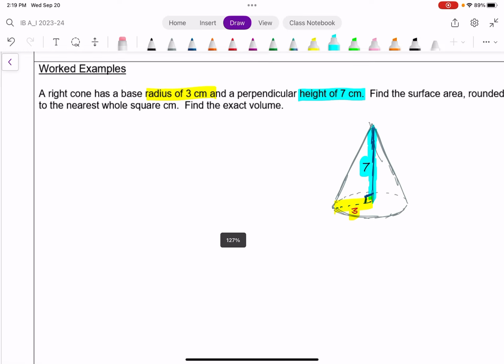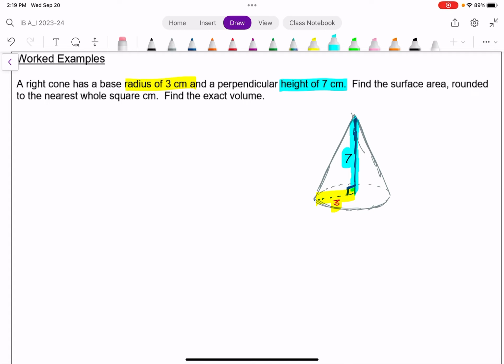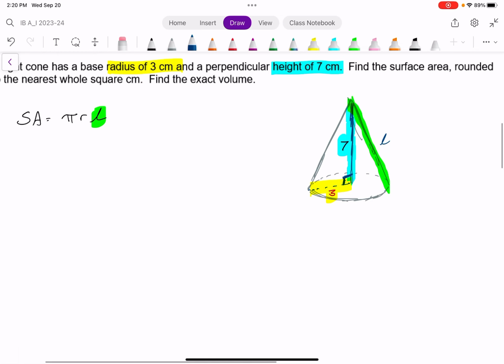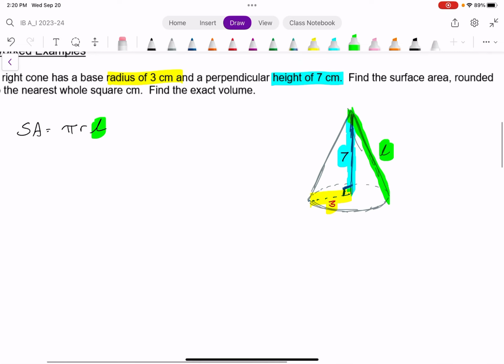All right, I want to find the surface area rounded to the nearest whole square centimeter, and I want to find the volume, but as an exact expression. So let's first look at surface area. The cone really has two pieces. I have the outside curved part, which is always pi times the radius times L, L being the length of this slant right here. So I'll label that L. And so pi r L. However, there's also the circular base, and that's just pi r squared, so plus pi r squared, with that radius being the same in both.